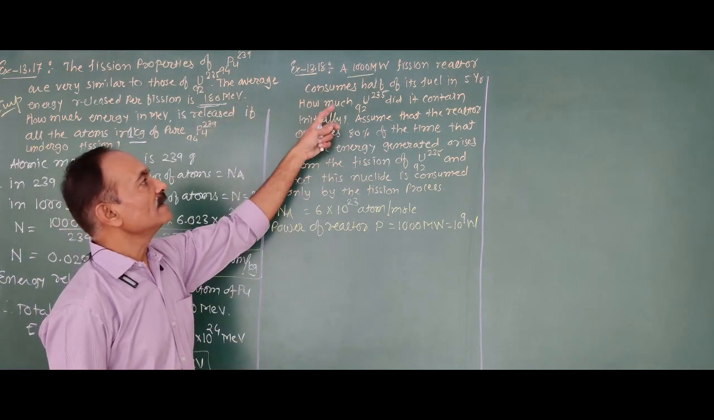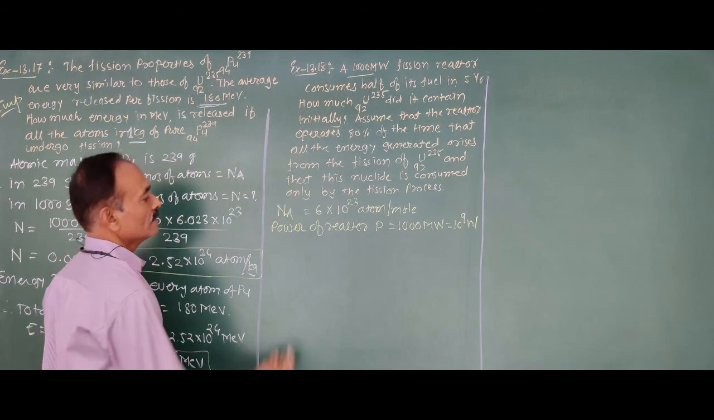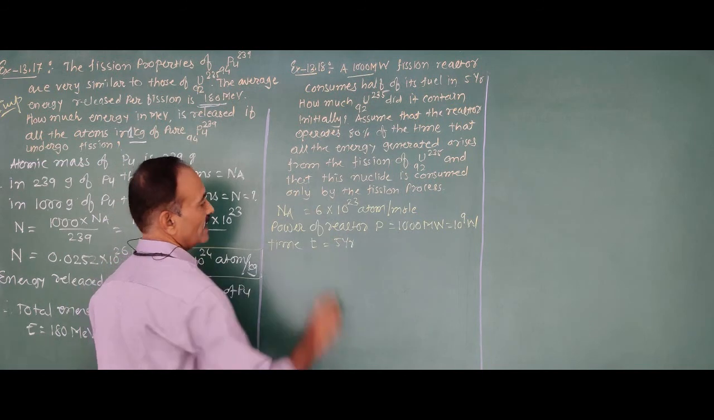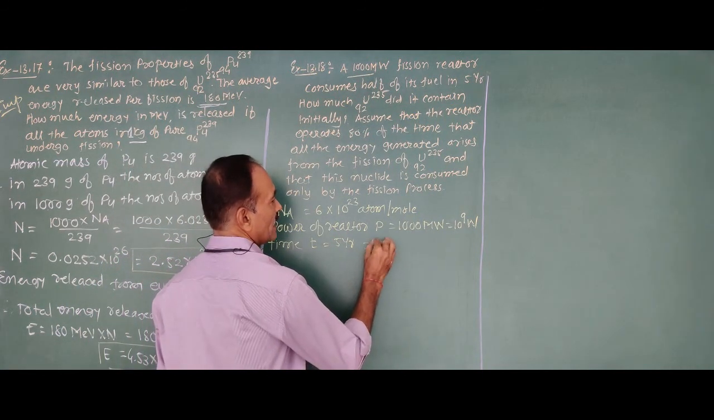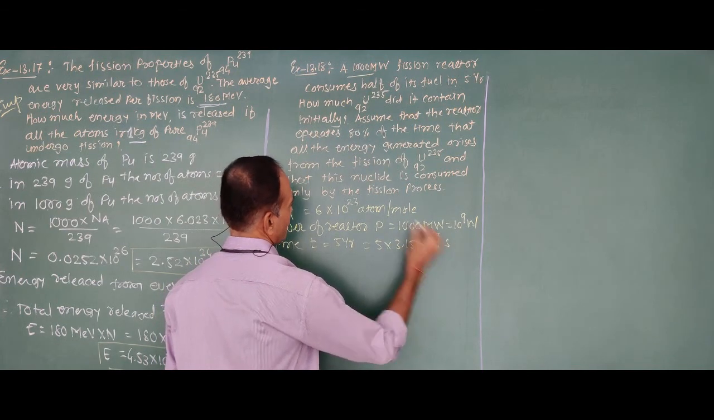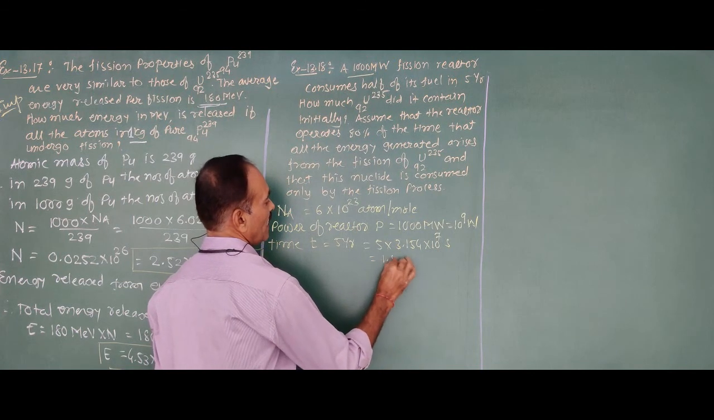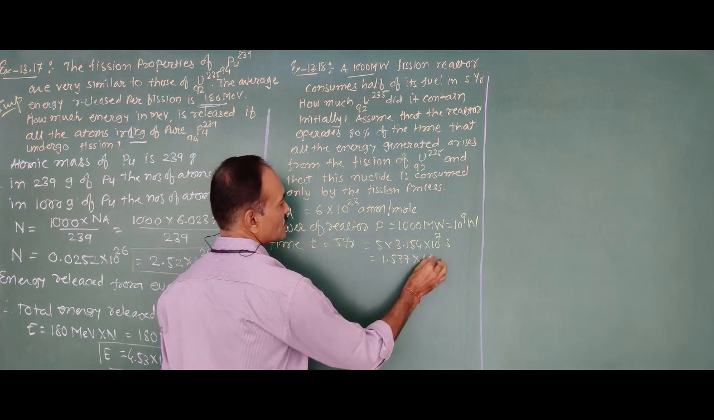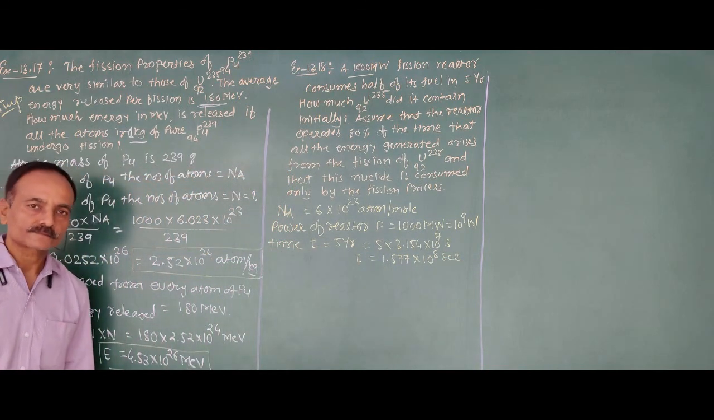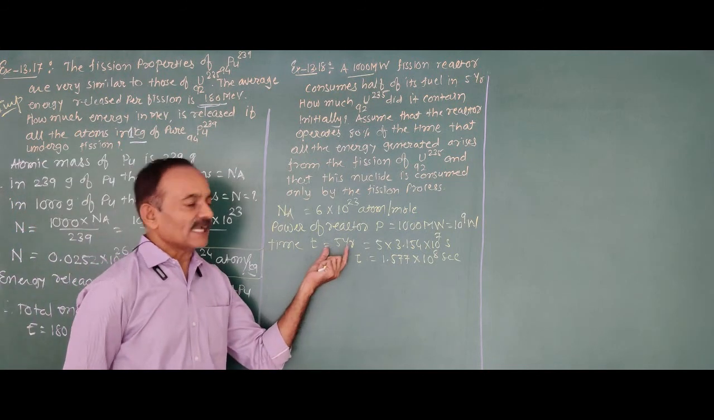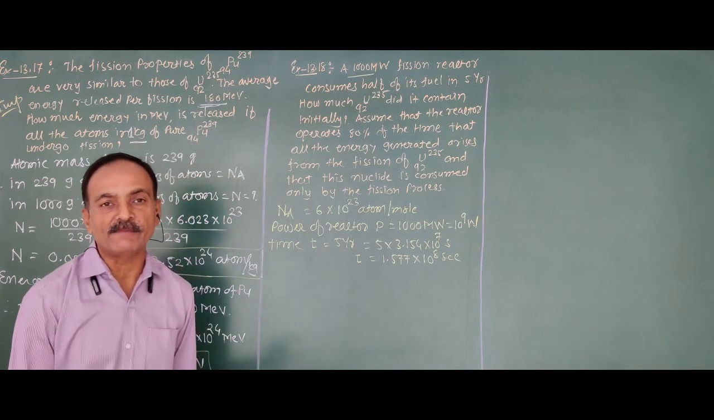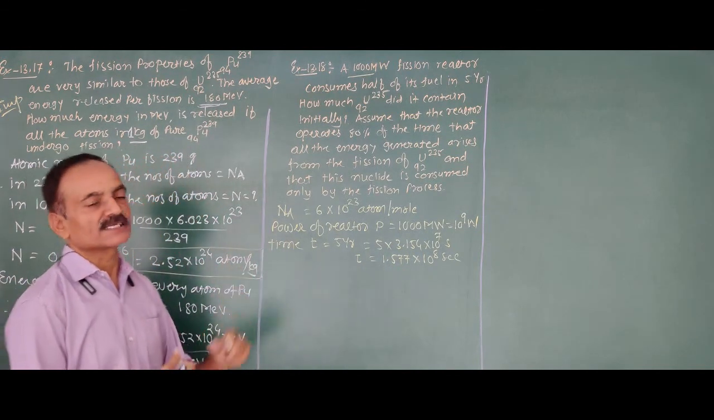Now time is given to consume the half fuel. Time T is given as 5 years. Convert into seconds. Therefore 5 into 3.154 into 10 to the power 7 second, which gives 1.577 into 10 to the power 8 second. That is the total time. So in that 5 year time, that means 1.577 into 10 to the power 8 second, half of the fuel is consumed.